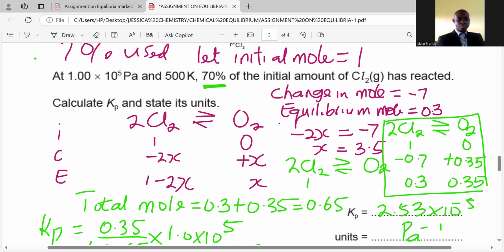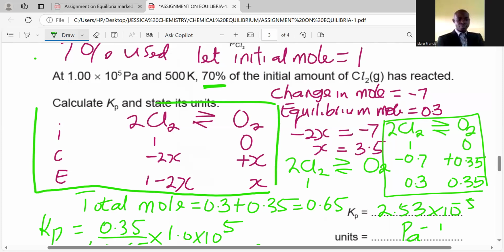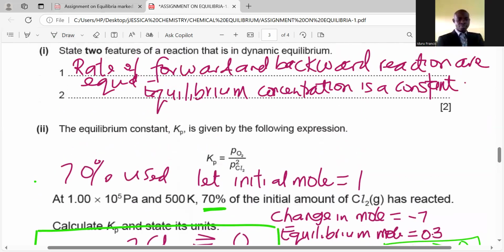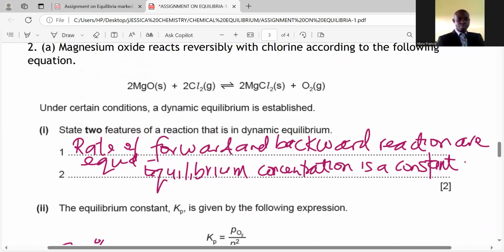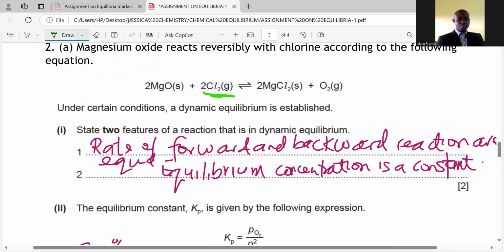Here we will need the service of our ICE table, and here we have our ICE table, the first one. You will discover that magnesium oxide is a solid and has no effect. Pressure has no effect on solids. When there are 2 solids, magnesium oxide and magnesium chloride, they are out of the reaction. So we have 2 mole of chlorine reversibly forming a mole of oxygen gas. So our effort is focused on chlorine as a reactant as well as oxygen as the product.